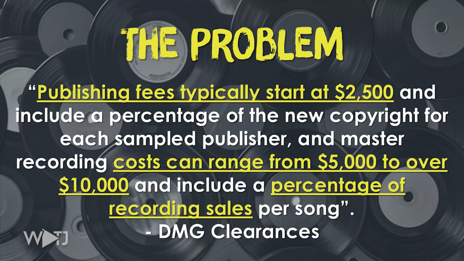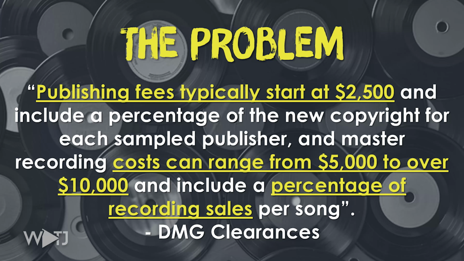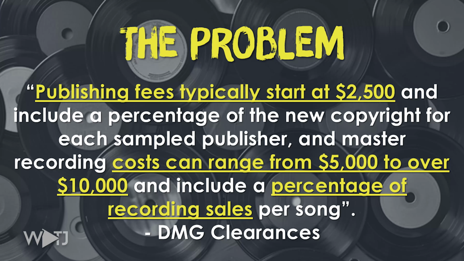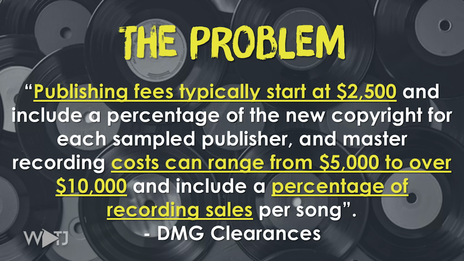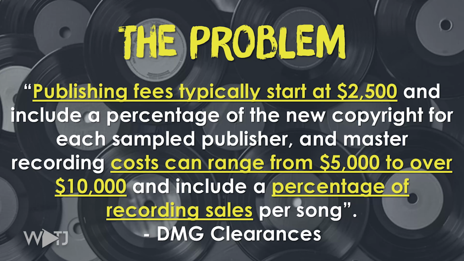I found a sample clearance agency online called DMG Clearances. And based off of their fee structure, you may pay hundreds of dollars before you even start the process of paying for the publishing royalties and the rights clearances ahead of releasing your song. So according to them, it could cost at least $2,500 to clear the publishing fees. And then it could also cost between $5,000 and $10,000 to clear the recording master portion of the song. I don't know about you, but I don't have tens of thousands of dollars to spend on sample clearances.